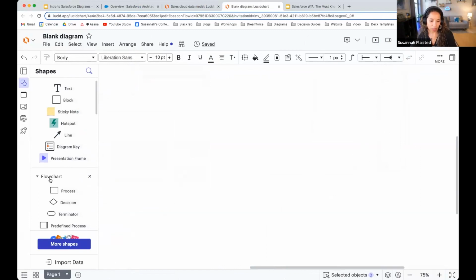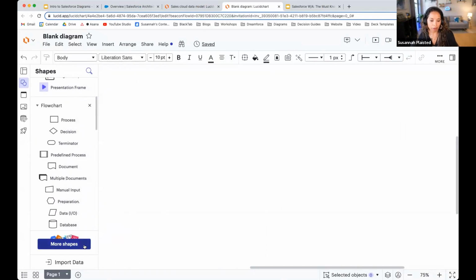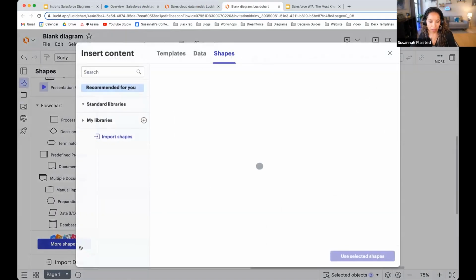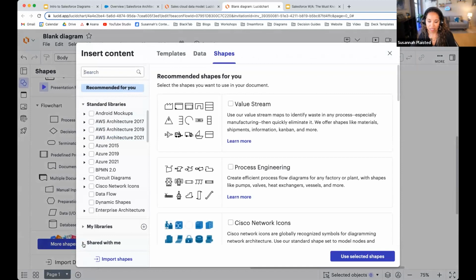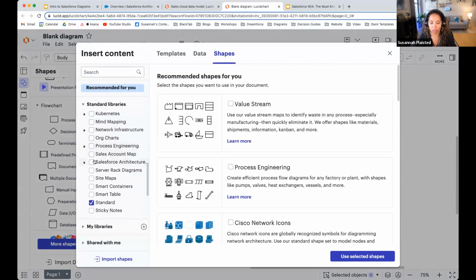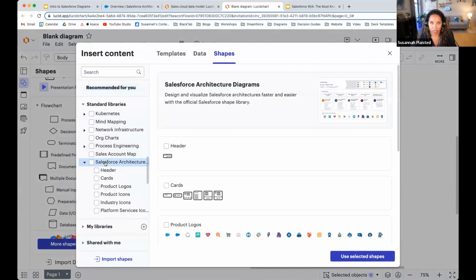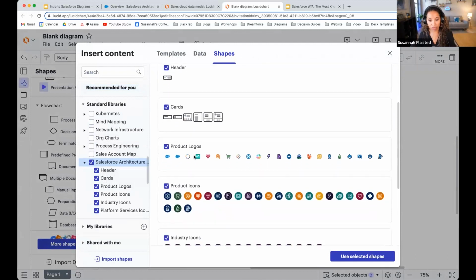And what is also available for free, if you go down here to more shapes, what you can find is this library, standard libraries of shapes. So you'll see there are AWS architectures from past years, Azure libraries from past years. If you scroll down to S for Salesforce, you'll see Salesforce architecture diagrams. And this is our library that we actually keep up to date. So you won't see the past years. But what you can do is either select all of them or just some of them.